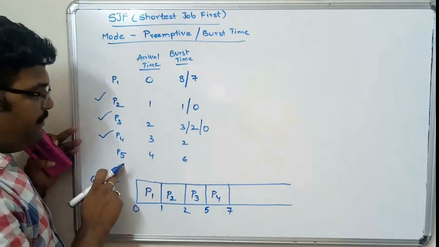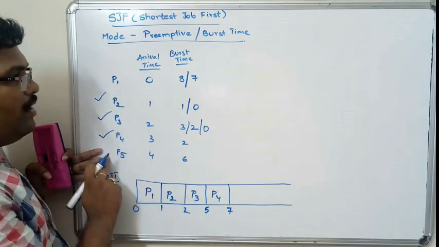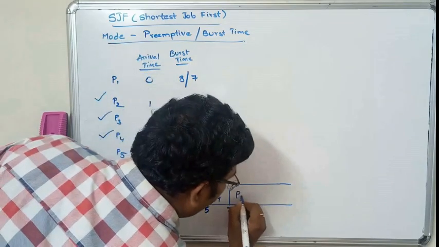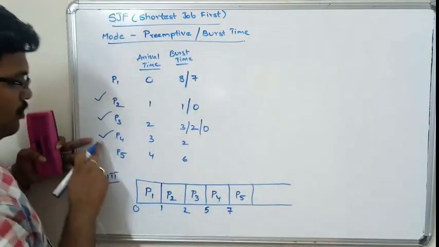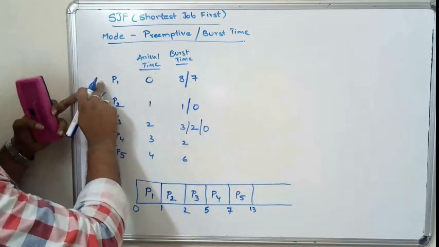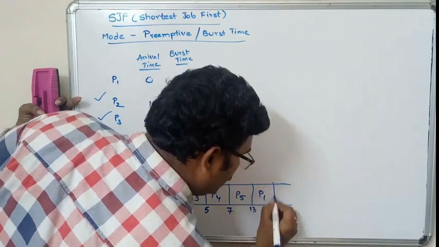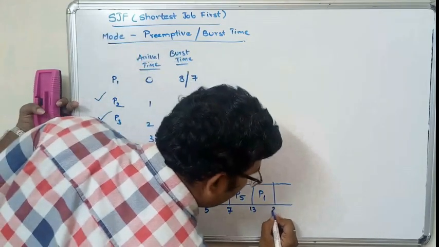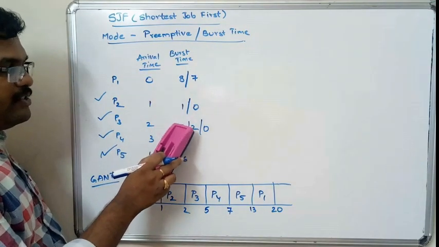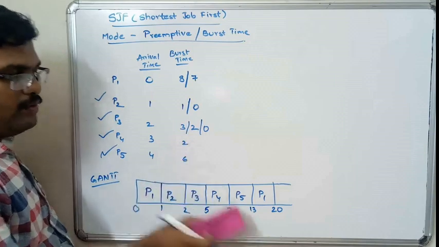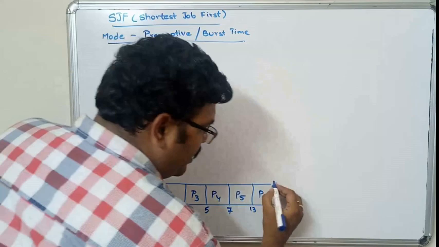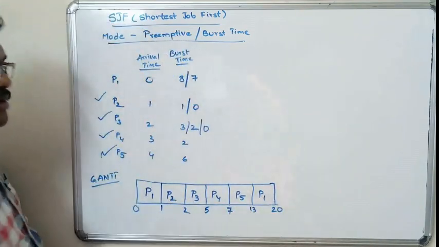P4 completed. Now P5 and P1 both are available in the ready queue. So among these, P5 is having the lowest burst time. So P5 is allocated. So 13. Now only one is in the ready queue, that is P1, which requires a total of 20. See, 8 plus 1, 9, 9 plus 3, 12, 14, 20. So the time required to complete execution of all the processes is 20.